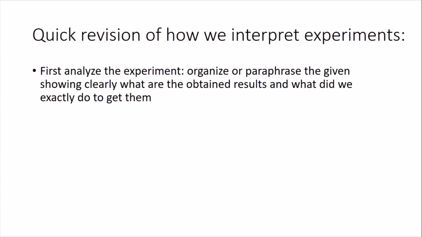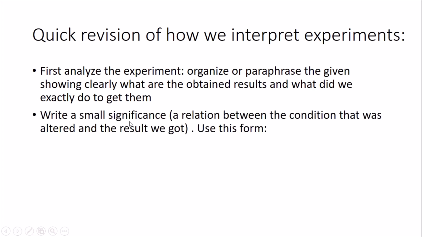You can actually understand the whole experiment, but if you don't know how to write the answer, you won't get the grade. So first of all, you have to analyze the experiment, meaning you have to organize or paraphrase the data given, showing clearly what the obtained results are and what we did. Exactly, what we did. Then you have to write a small significance, which is a relation between the condition that was altered and the result we got.